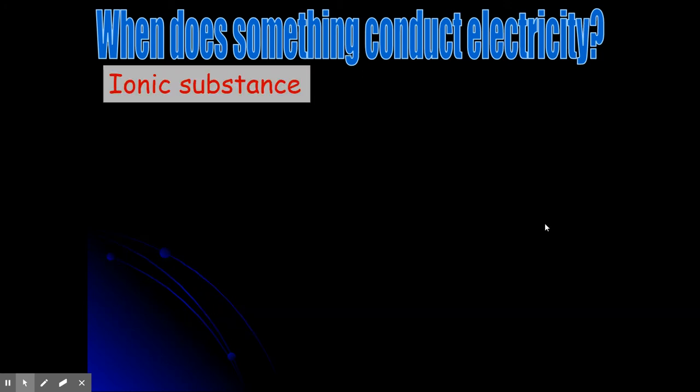We're going to talk about ionic substances. Ionic substances in different phases do different things. So we'll first start off with solid. First of all, let me say ionic substances, in theory, should always conduct electricity because they have ions. But that's not the case, because the second part of being able to conduct electricity is having the ability for those ions to move.